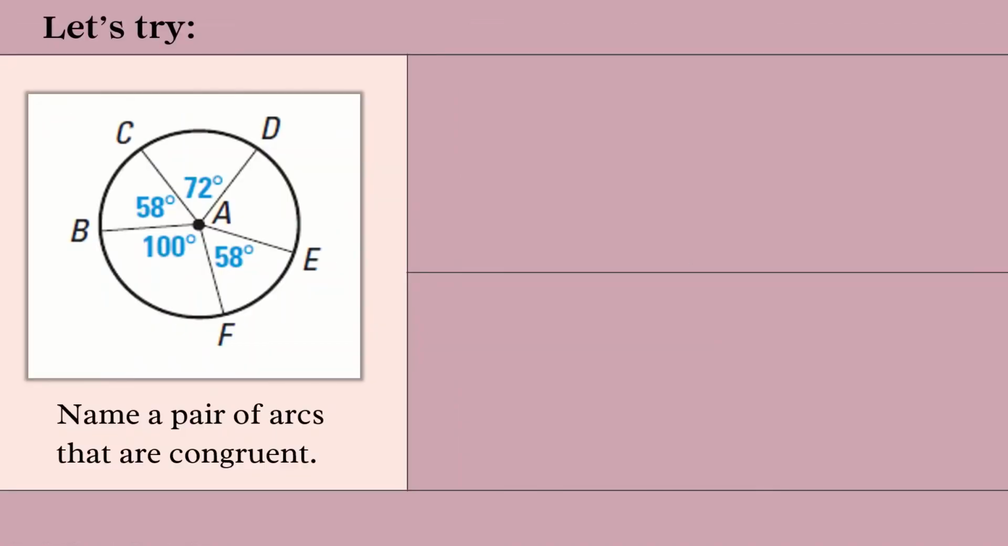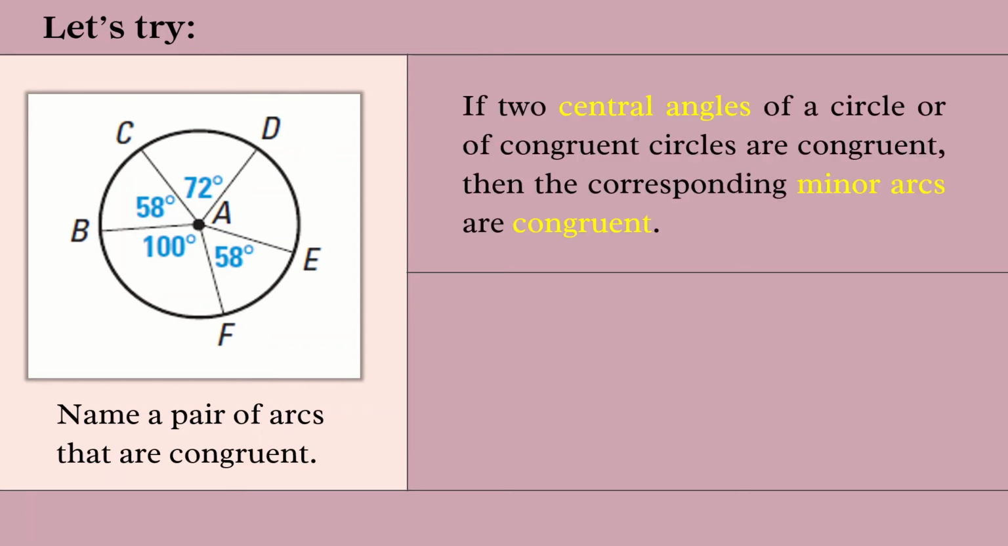Let's have this next illustration. We have circle A. Name a pair of arcs that are congruent. So, alin sa mga theorem na napag-usapan kanina ang pwede natin gamitin dito? So, pwede nating i-apply dito yung theorems relating the central angle and the minor arcs. So, if two central angles of a circle or of congruent circles are congruent, then the corresponding minor arcs are congruent. So, it is evident, meron na agad tayong nakitang congruent central angles.